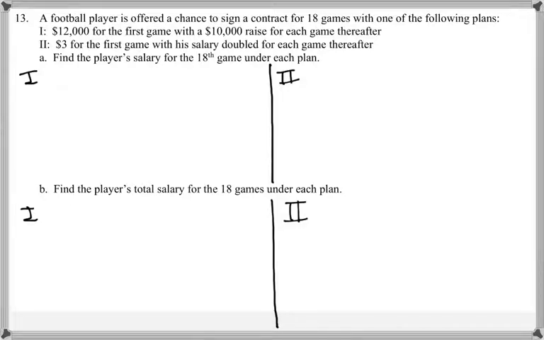So for the first plan, my A1 is equal to 12,000, N is equal to 18, and we're adding the same thing each time. So this is going to be arithmetic.